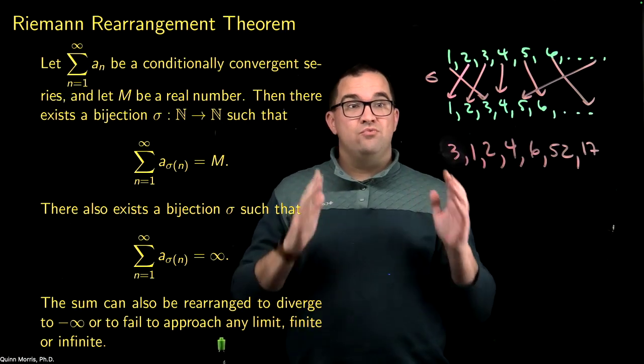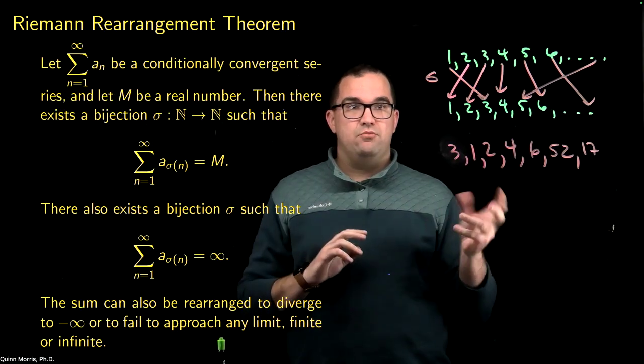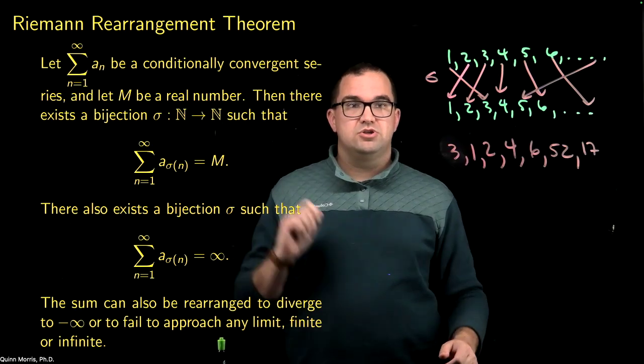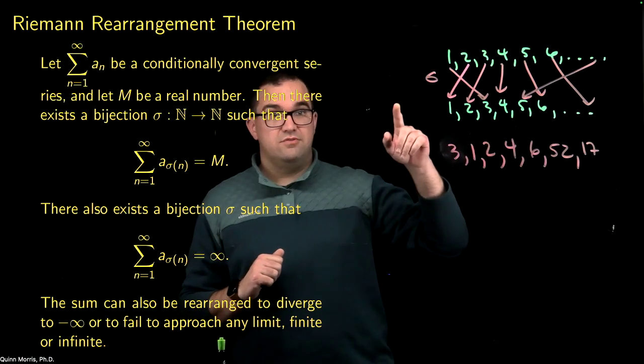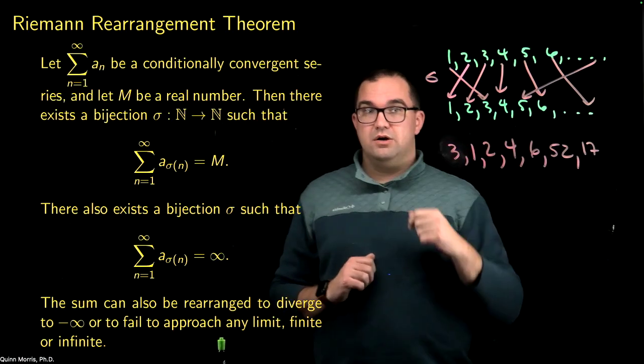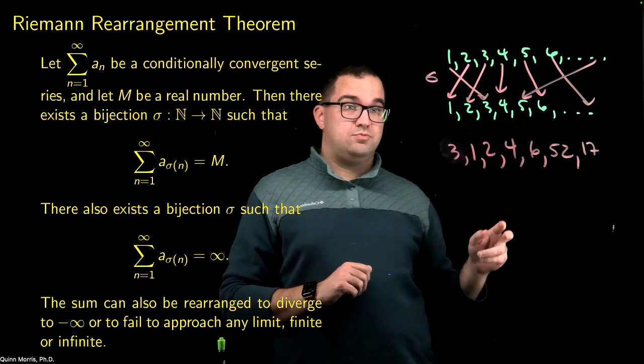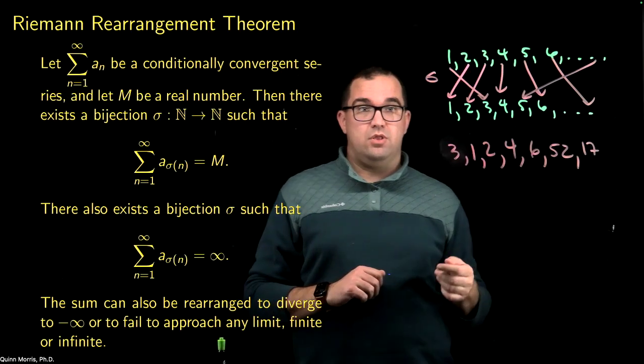We're saying for any real number, you can find some rearrangement of the terms so that your series converges to that real number. So we saw a conditionally convergent series that converged to natural log of 2. We saw a rearrangement that gave us 1/2 of natural log of 2.